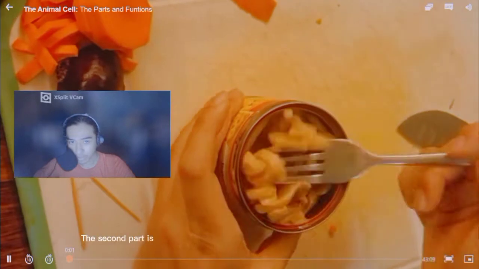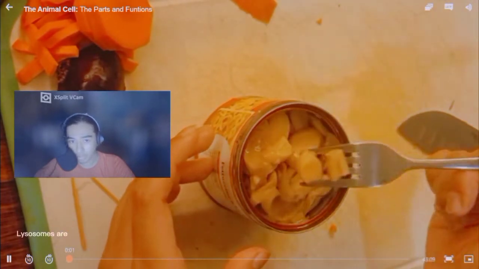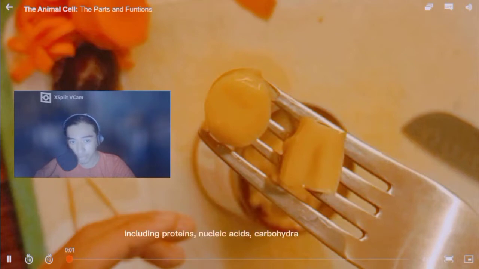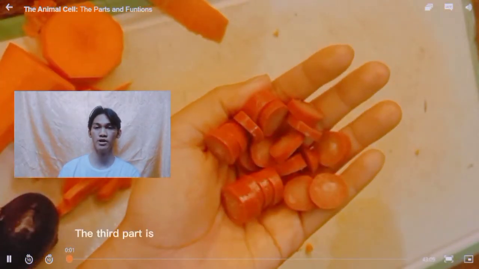The second part is lysosomes. We use mushrooms to serve as our lysosome. Lysosomes are membrane-enclosed organelles containing various enzymes that may degrade a wide range of biological polymers, including proteins, nucleic acids, carbohydrates, and lipids. Lysosomes serve as the cell's digestive system, degrading material taken in from outside the cell and digesting obsolete components within the cell.